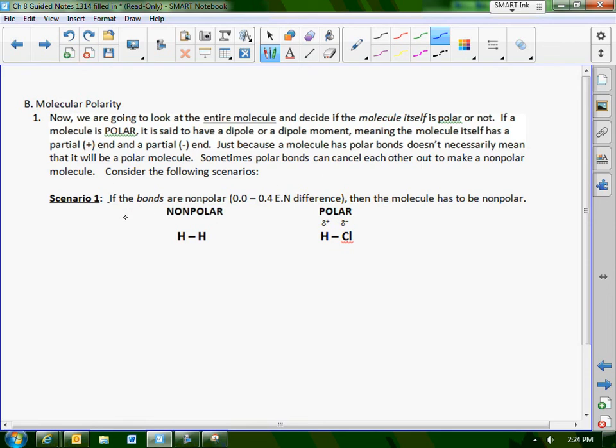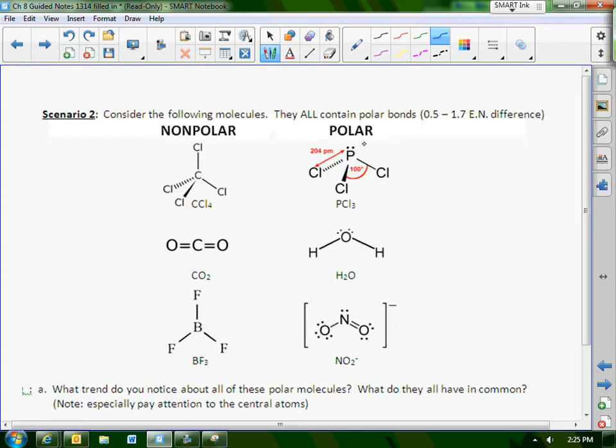Consider the following scenarios. If we have a nonpolar bond, the molecule has to be nonpolar. So this right here is a nonpolar molecule because it has nonpolar bonds, whereas this one is a polar molecule because it has polar bonds. So that's scenario one. If we have just a two-atom compound and it's a nonpolar bond, it's got to be a nonpolar molecule. If it's got a polar bond, it's got to be a polar molecule. All right. Where it gets kind of funky is when we have more than two atoms in the compound.